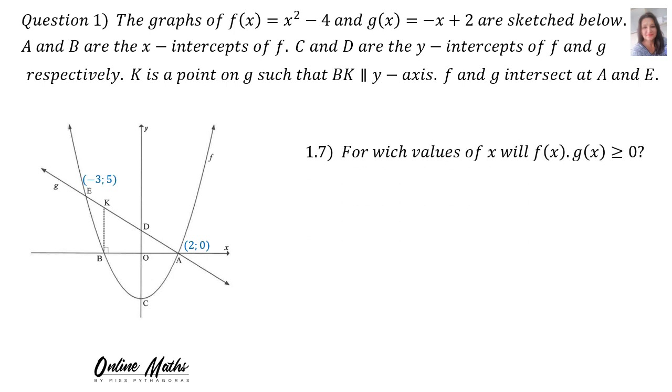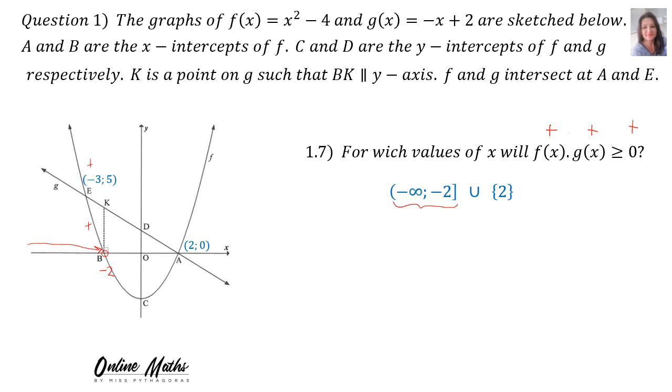The next question says, for which values of x will f of x times g of x be greater or equal to 0? Now what does that mean? Greater than 0 means positive. And do you agree we have a rule in maths where we say a plus times a plus is a plus. So that means where will both graphs be positive? Now, if you look at the sketch, there at B, this is the point negative 2. So coming from negative infinity right up to negative 2, both your graphs are positive. So this is why part of your answer is from negative infinity up to negative 2.